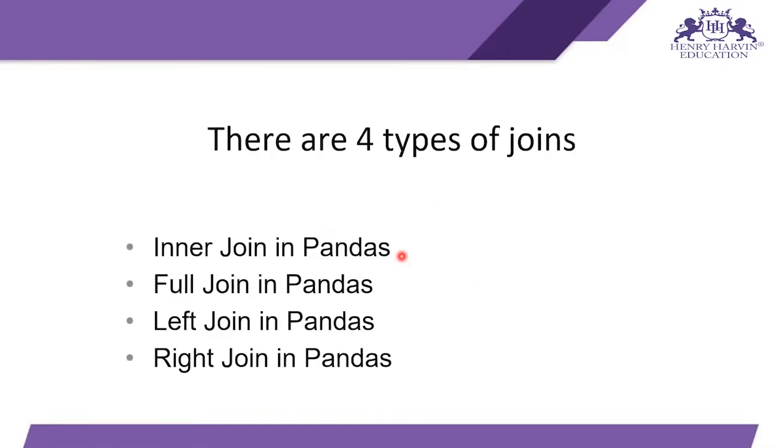So there are four types of joins: inner join in pandas, full join in pandas, left join in pandas, right join in pandas. As you all know, while we are dealing with datasets, we are going to use the pandas library of Python. And here are the four types of joins: inner join, full join, left join, and right join. And these all are available in the pandas library in the merge function.